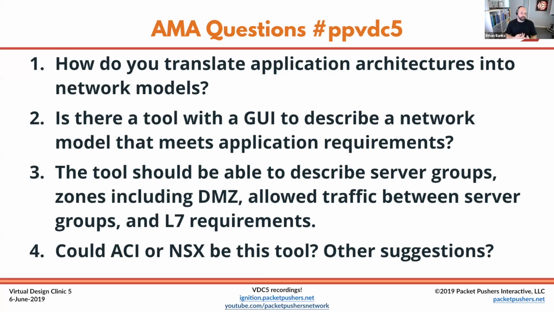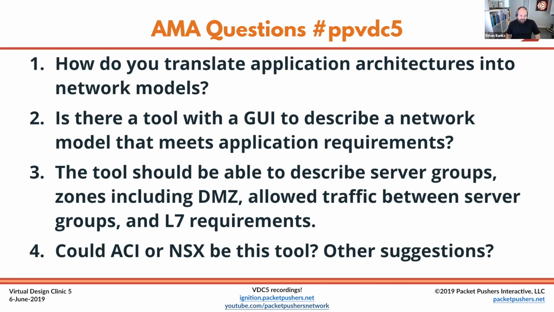How do you translate application architectures into network models? Is there a tool we could use, with maybe a GUI, to describe a network model that meets application requirements? The tool should be able to describe things like server groups, zones like a DMZ, and allow traffic between the server groups and L7 requirements. Could ACI or NSX be this tool? Other suggestions?